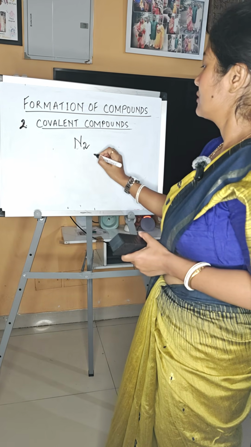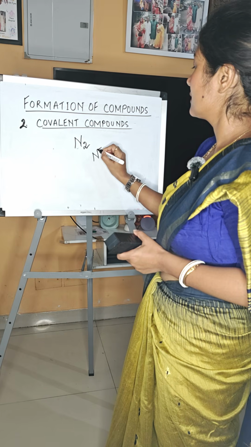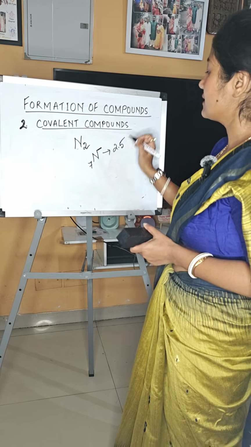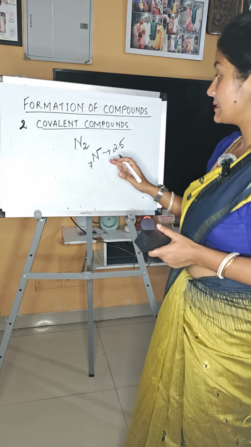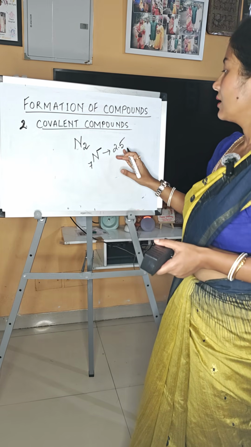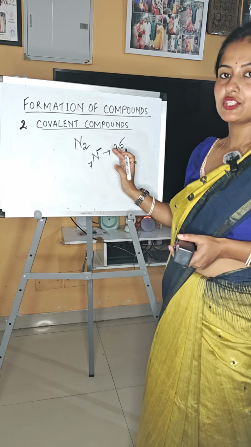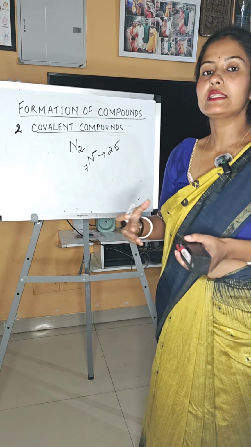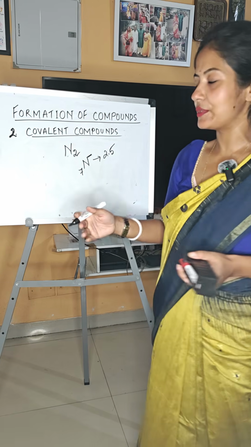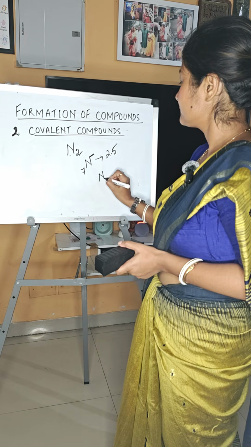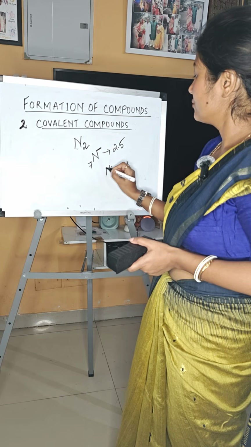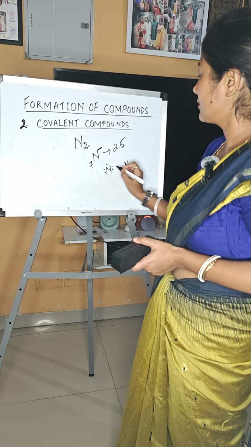Nitrogen. So nitrogen atomic number is 7, electronic configuration is 2.5. So it has a tendency to achieve 3 more electrons in its valence shell. So it can either accept 3 more electrons in its valence shell or it can share 3 electrons with some other species. So these 5 valence electrons are 1, 2, 3, 4, 5.